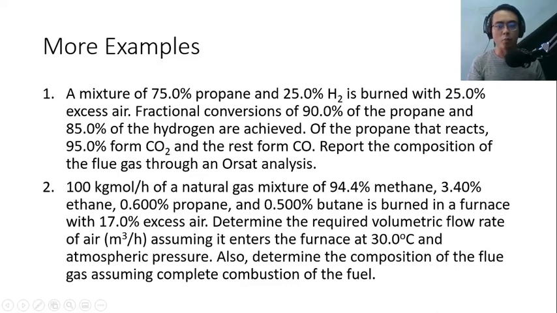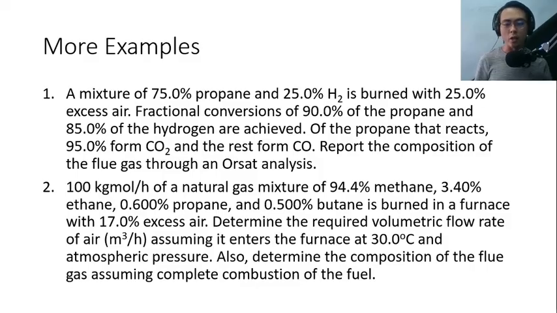Okay, we have here more problems. A mixture of 75% propane and 25% H2 is burned with 25% excess air. Fractional conversions of 90% of the propane and 85% of the hydrogen are achieved. Of the propane that reacts, 95% form CO2 and the rest form CO. Report the composition of the flue gas through an Orsat analysis.